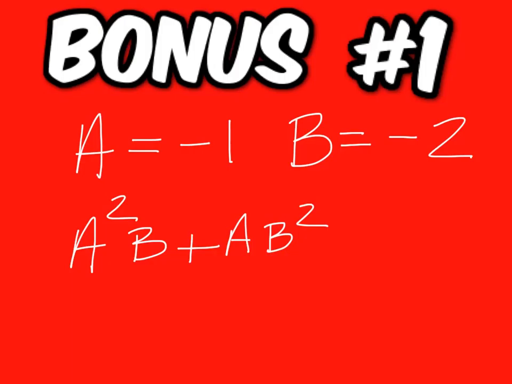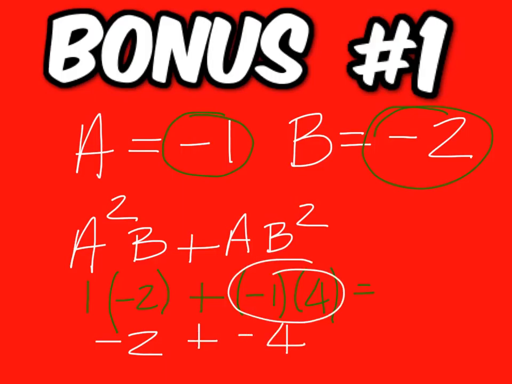A squared. What's negative 1 squared? 1. Just 1. Yeah, positive 1. And then B is negative 2. Then we have A, negative 1. What is negative 2 squared? 4. So we have negative 2 from 1 times negative 2 plus a negative 4 from this. Should be negative 6.